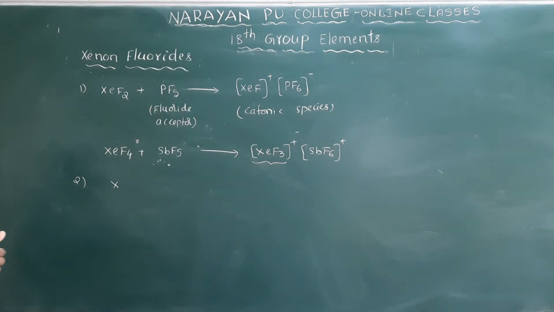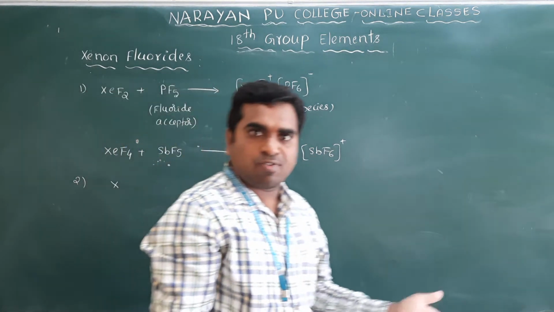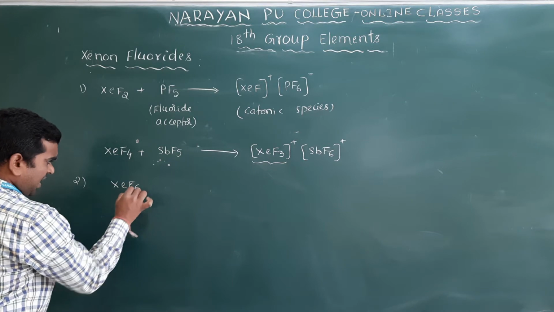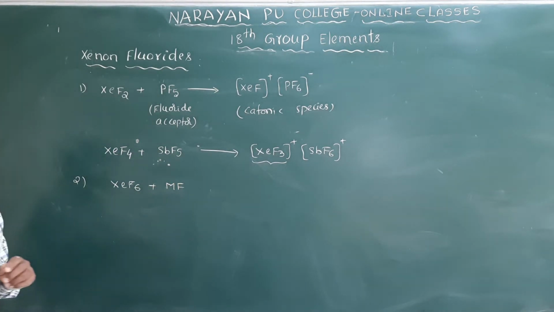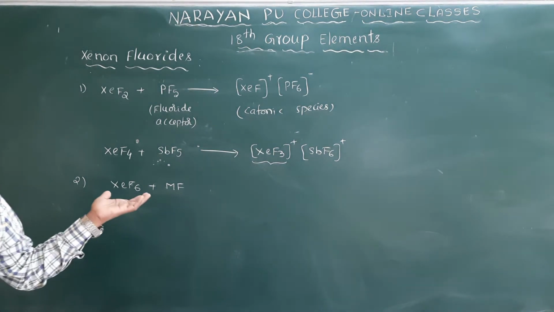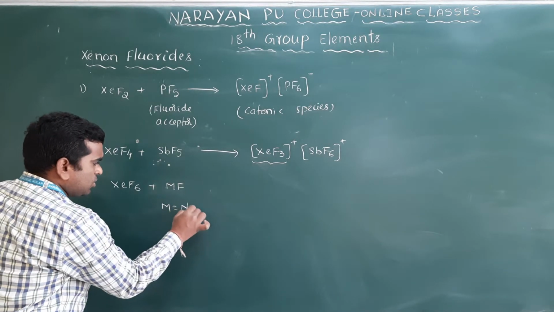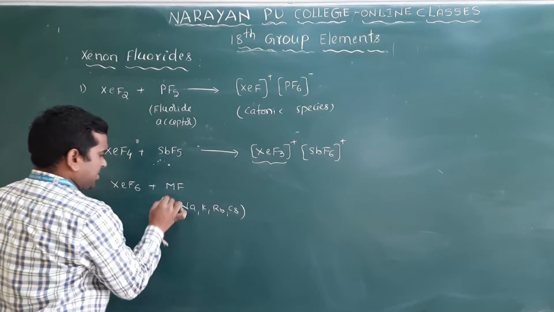In the same way, if we take a fluoride donor, clear? I will take here XeF6 plus MF. M means a metal; these are metal fluorides. Metal means sodium, and you can take potassium, rubidium, cesium. M is equal to sodium, potassium, rubidium, cesium, etc.